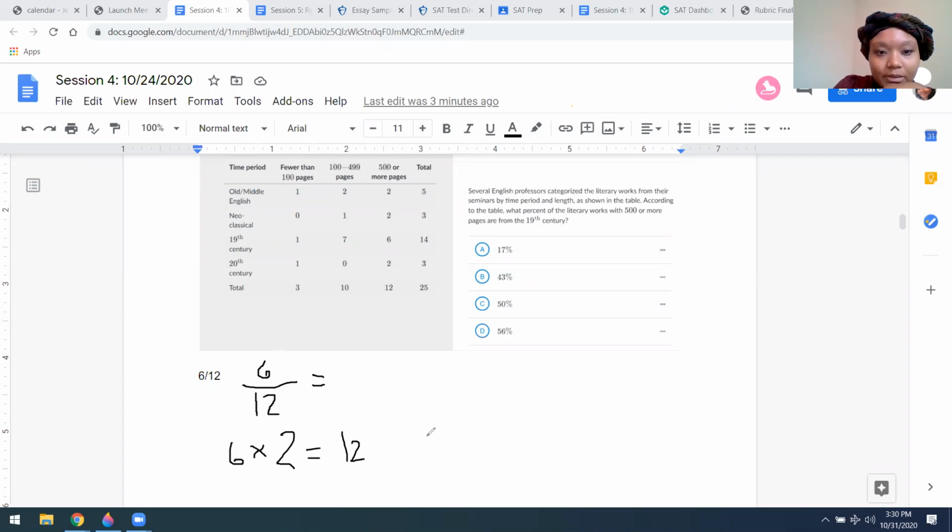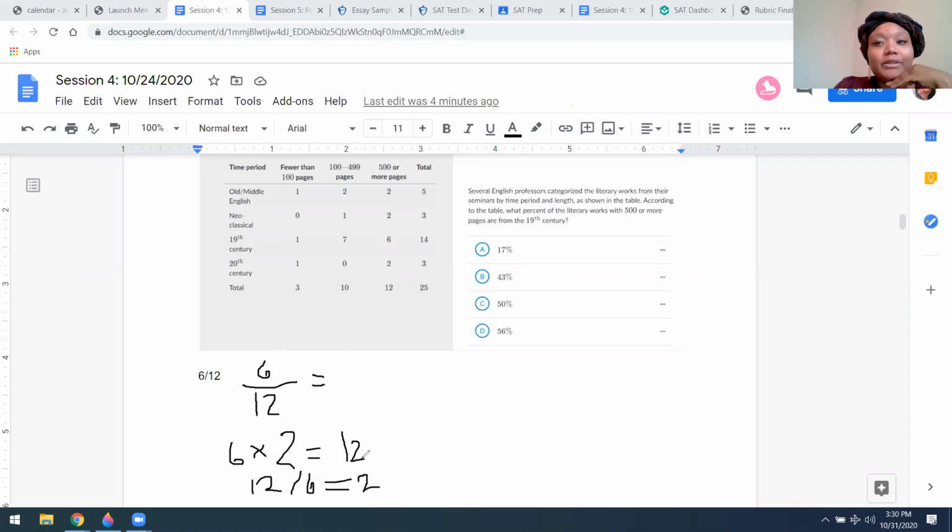So that means that 12 divided by 6 equals 2. Oh Lord, that looks so bad. Okay, so we can still work with 6 times 2 or 12 divided by 6 equals 2.